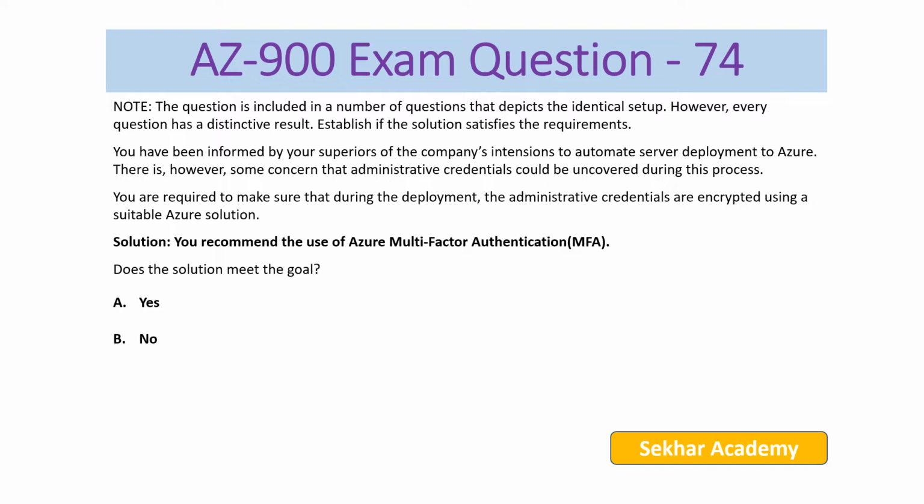AZ-900 exam question number 74. The question is the same, but the provided solution is here: you recommend the use of Azure multi-factor authentication. Multi-factor authentication is a process in which users are prompted during the sign-in process for an additional form of identification, such as a code on their cell phone or a fingerprint scan. And this is not used for encrypting the credentials. So the right answer is option B, no.